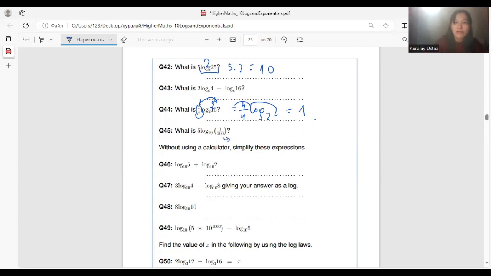This one also we can rewrite, 10 to the power minus 2. So minus 2 goes to the front. So the answer is, this one is logarithm 10 base 10, so that one is 1. So 5 times minus 2, that one is minus 10. Don't forget the sign, okay?